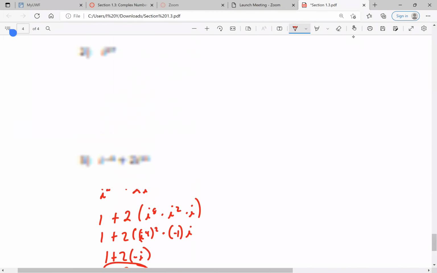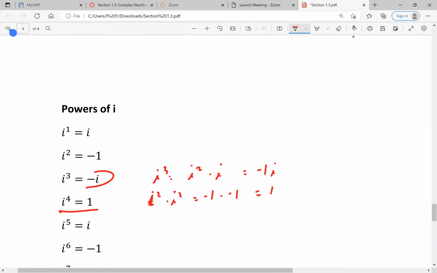And that's how complex numbers work, basically. We'll use this when doing square roots, because now we can do the square root of a negative number.